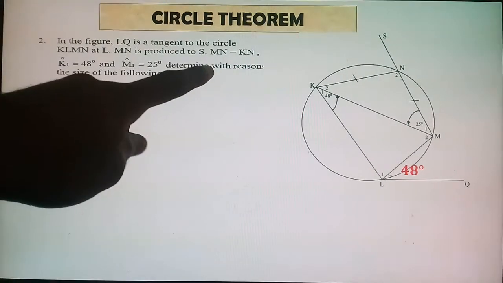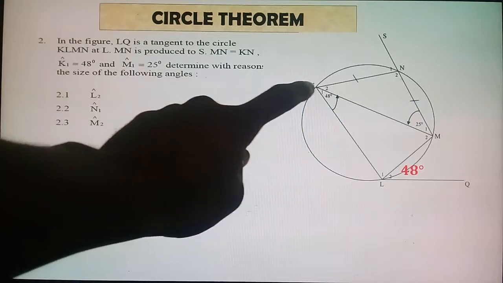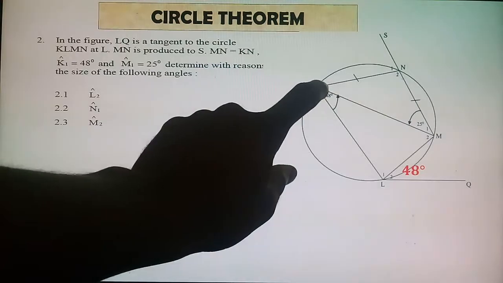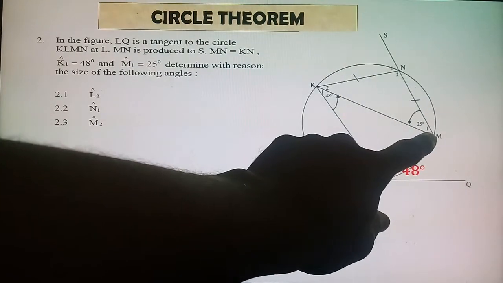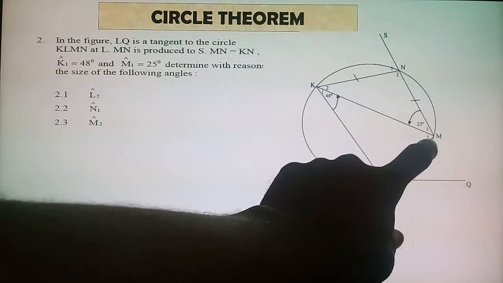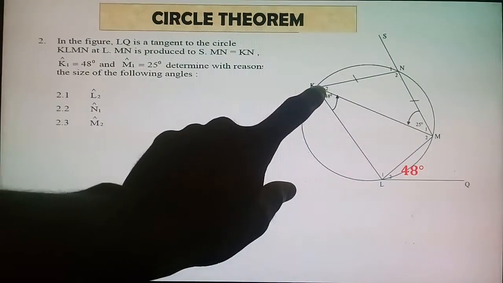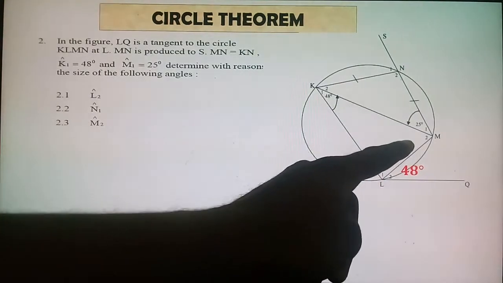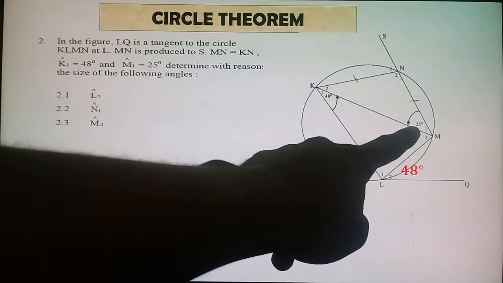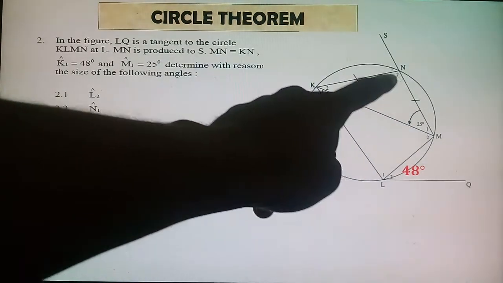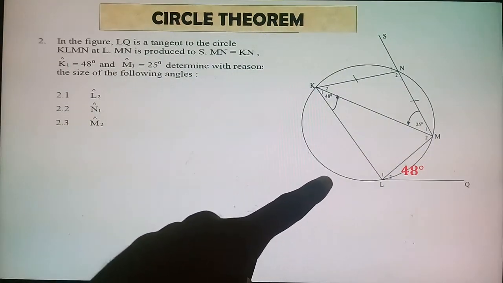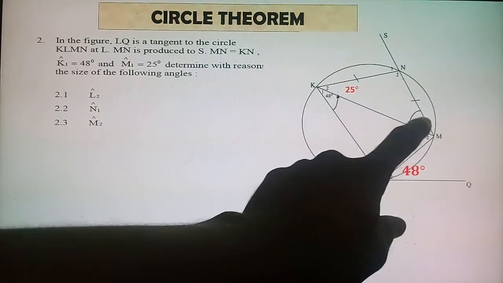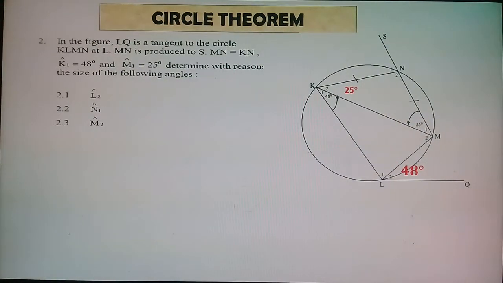What else? We are told that MN is equal to KN, and this is triangle KNM. We're given that MN equals KN, so this one is equal to this one, and we're given that it equals 25. What can be your conclusion? We have an isosceles triangle, so this one would also be equal to 25 degrees, because they are base angles of an isosceles triangle.